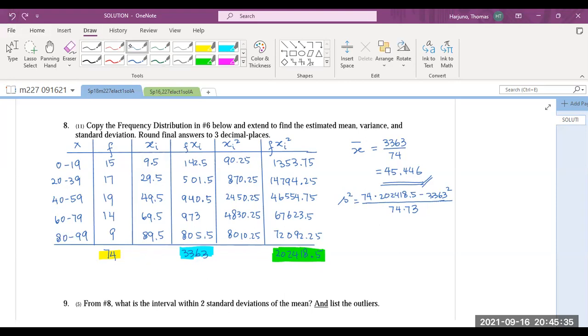Now I will compute that: 74 times 202,418.5 minus 3,363 squared. That's 3,669,200 over 74 times 73, which is 5,402. I get 679.230. That's the variance. Do you get the same number?